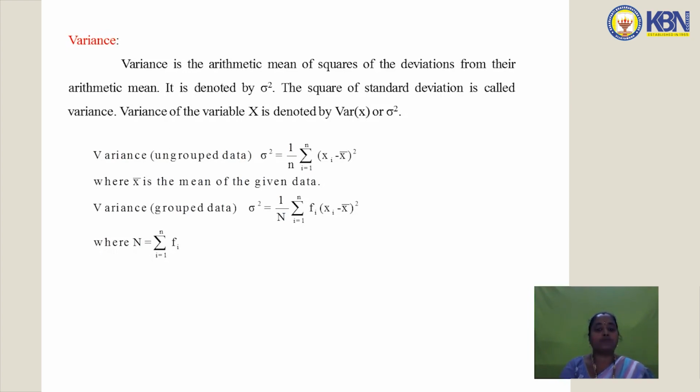If you want to calculate variance for grouped data, it means either in discrete series or continuous series, then the variance can be calculated by sigma square is equal to 1 by N summation fi into (xi minus x bar) whole square, where x bar denotes the mean of the discrete series or continuous series and N denotes total frequency.